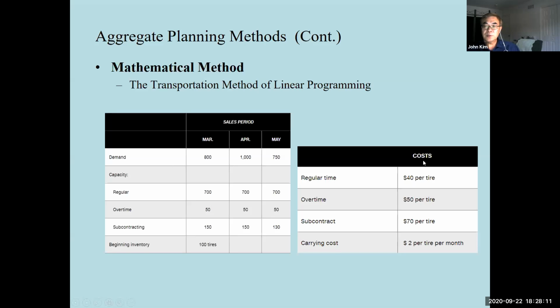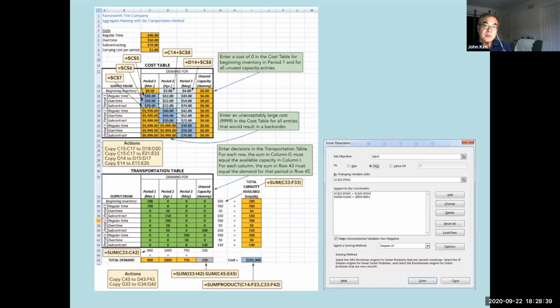And then production cost, if we use the regular capacity, then $40 per tire. And then overtime, $10 higher, $50. And then subcontract, then $70. And then carrying cost is $2 per month per item. Then we can use the Excel solver to solve this problem. I made this example.